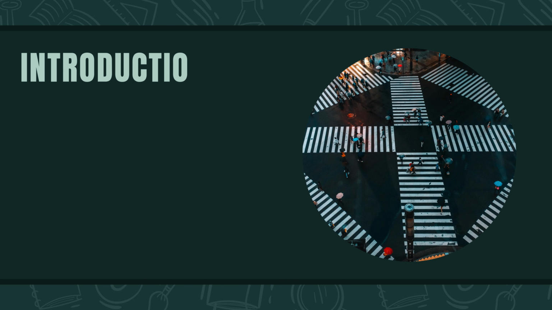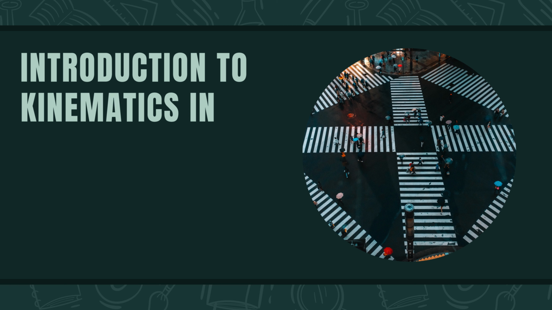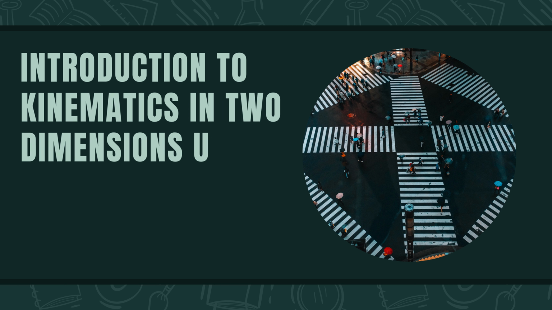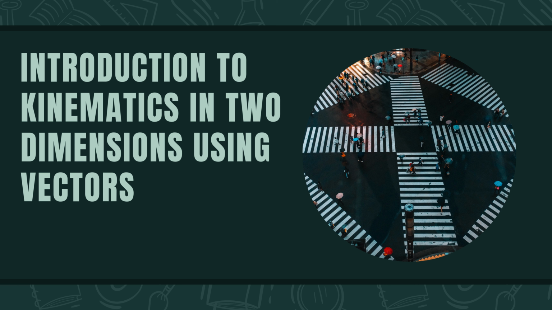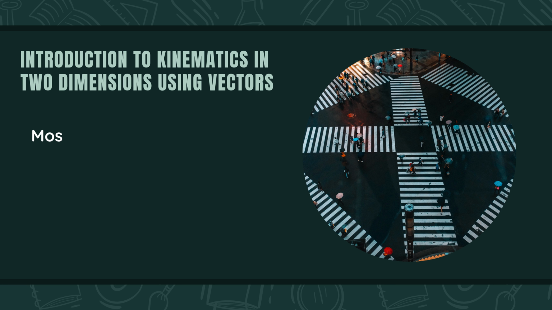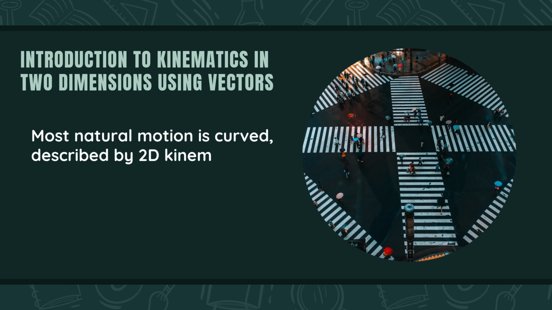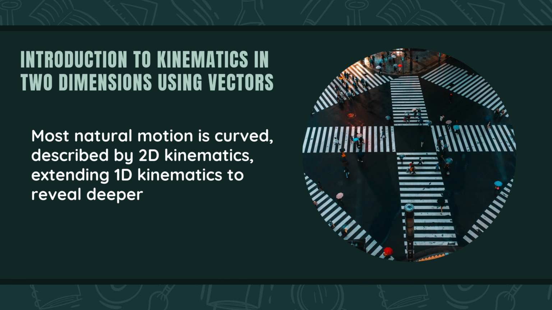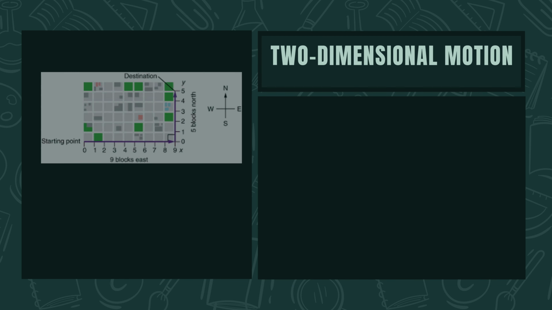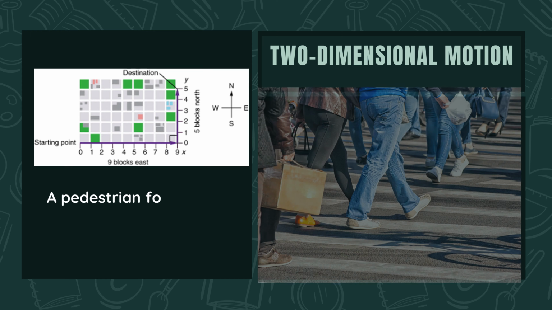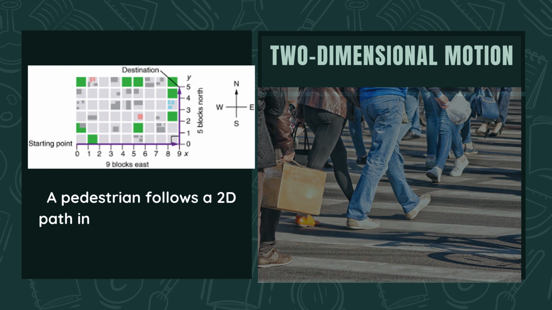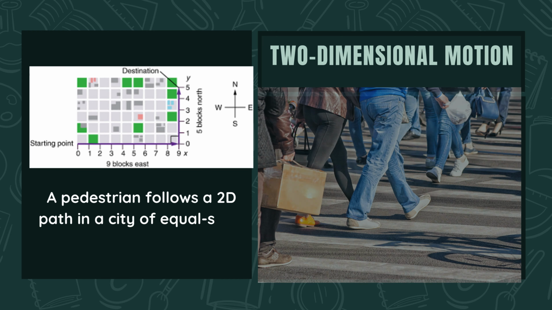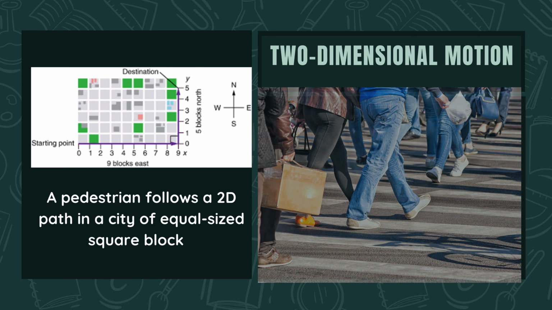Now, let's move on to the introduction of kinematics in two dimensions, where we will explore how vectors are used to analyze motion in both the horizontal and vertical directions. Most natural motion is curved and is best described by two-dimensional kinematics, which extends one-dimensional kinematics to provide deeper insights into the complexities of motion. Imagine a pedestrian navigating a 2D city grid, moving through equal-sized square blocks. Their path, though simple in structure, allows us to explore fundamental concepts of motion in two dimensions.